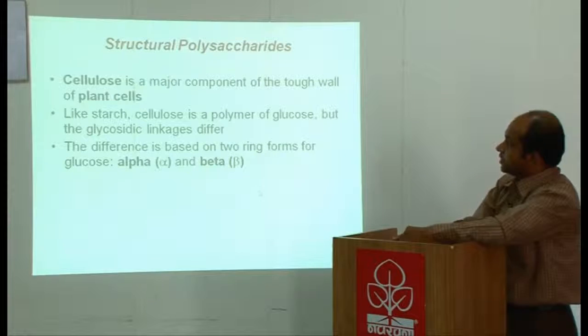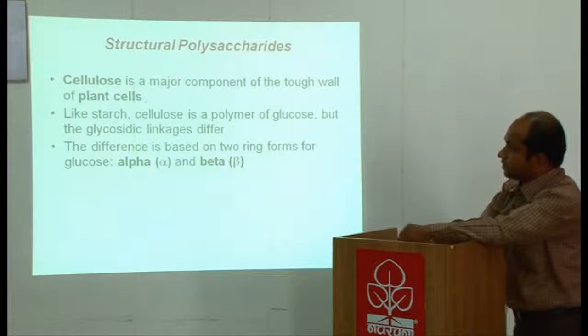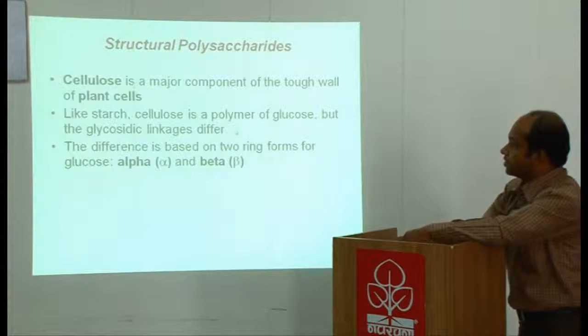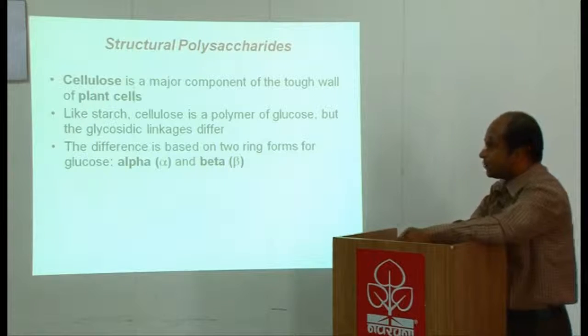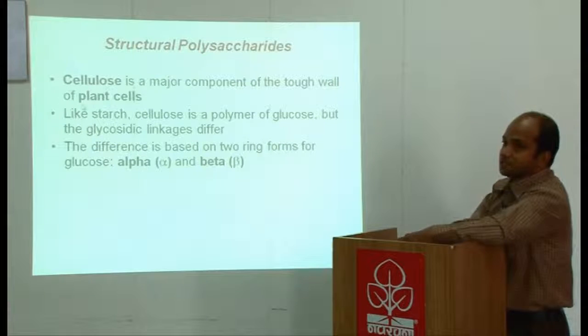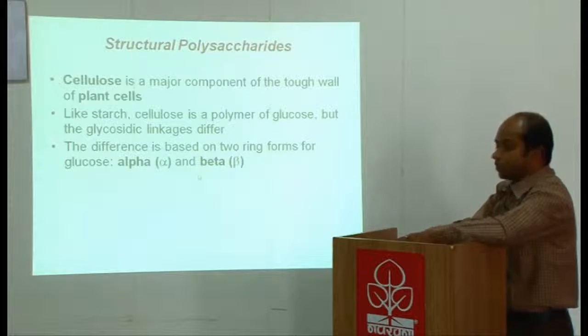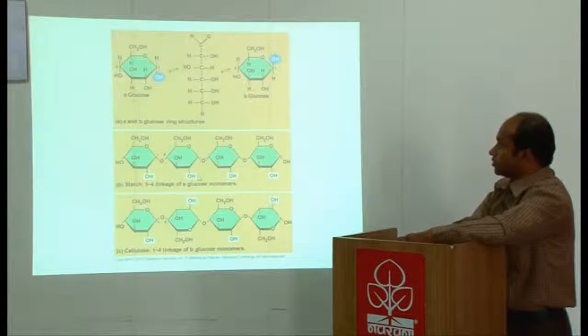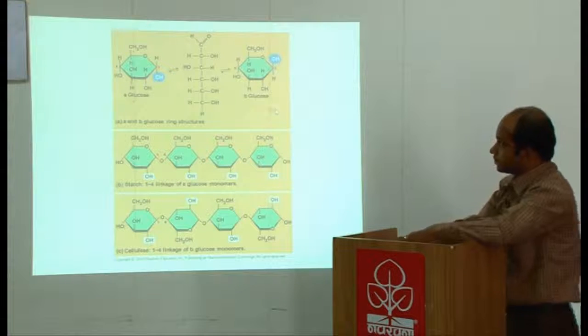Now, cellulose is a major component in plant cells. Just like starch, cellulose is a polymer of glucose, but here the glycosidic linkage differs. The difference is based on the two rings formed by glucose. One form of glucose is known as alpha glucose and another form of glucose is known as beta glucose. So, depending on this linkage, this here is an alpha glucose whereas this is a beta glucose.